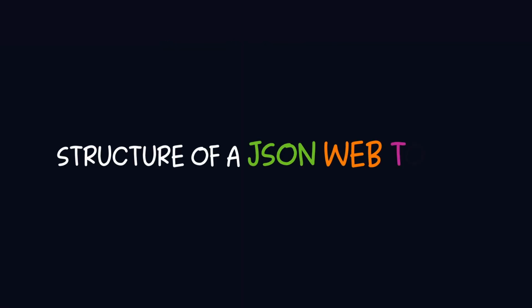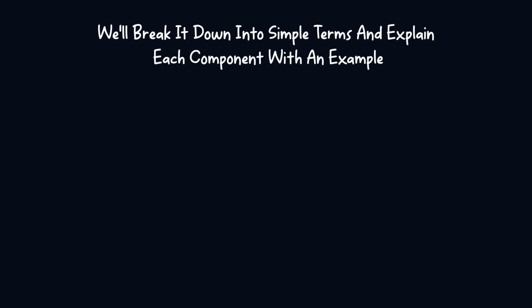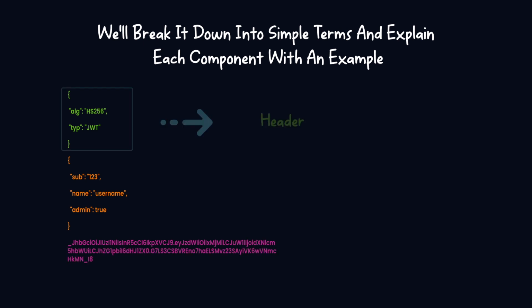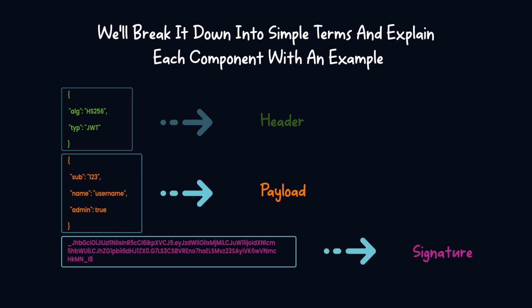Structure of a JSON Web Token. If you're unfamiliar with JWT, don't worry. We'll break it down into simple terms and explain each component with an example. First, let's start with the three main parts of a JWT: header, payload, and signature.